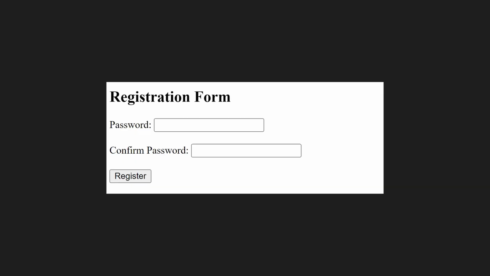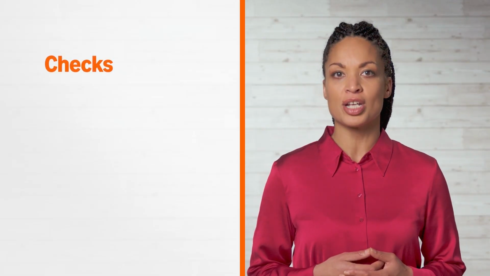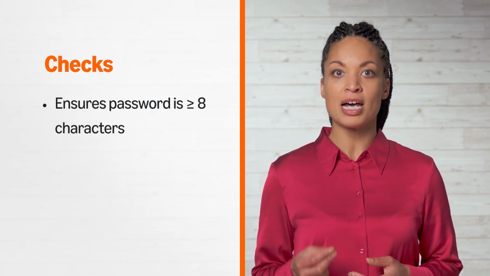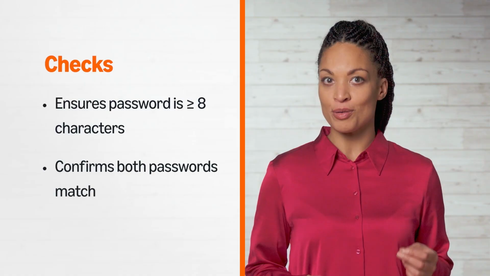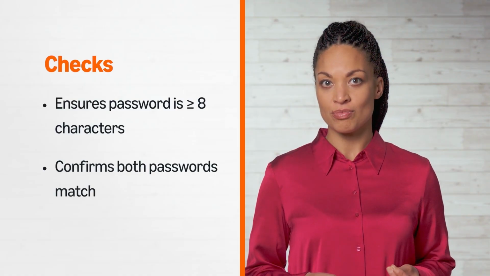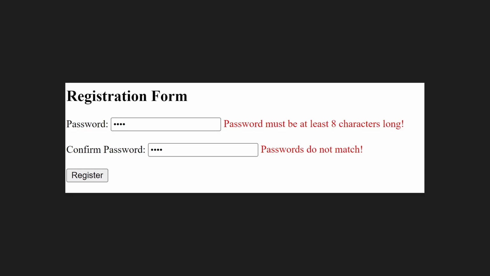Here's how it works. When the user fills in both password fields and clicks register, the JavaScript function validate form is called. This function performs 2 main checks. It ensures that the password is at least 8 characters in length, and it confirms that both passwords match. If either validation fails, an error message displays next to the offending field or fields, and the form doesn't submit until the errors are corrected.